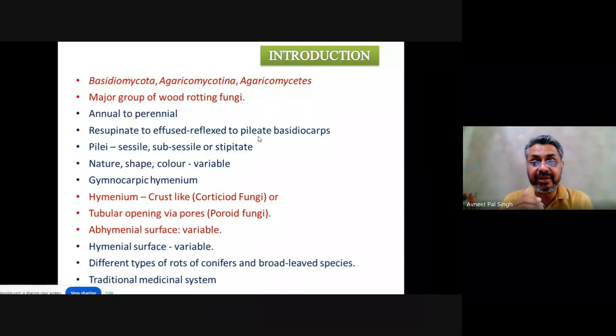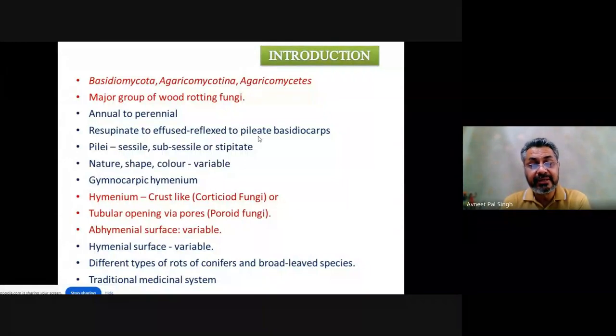So we have a lot of variation with reference to the fructification that is produced in these corticoid and poroid fungi. If we look at the pileate forms, they are further variable. They may be sessile, they may be subsessile, or they may have a uniquely attached stipe. This stipitate character is also one of the promising characters that has been associated with the polyporoid fungi. These fungal fructifications show a lot of variation. Their nature, how they are produced, their shape, their color, these are the characteristics that vary a lot when we visit the field and collect these fungi.